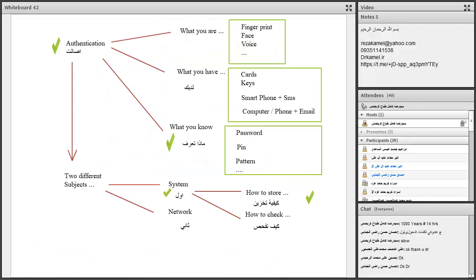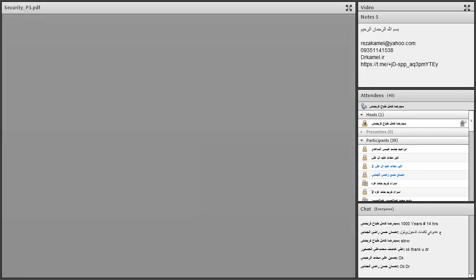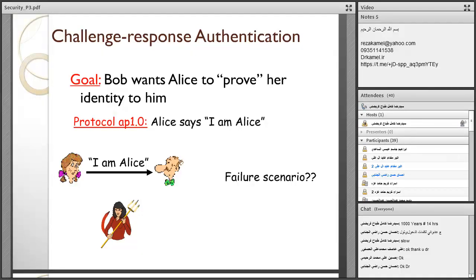Now we talked about authentication, and we talked about authentication for the system. We already discussed this one. Now we want to talk about authentication on the network. The first thing we say on the network is that it's impossible for people to see each other.